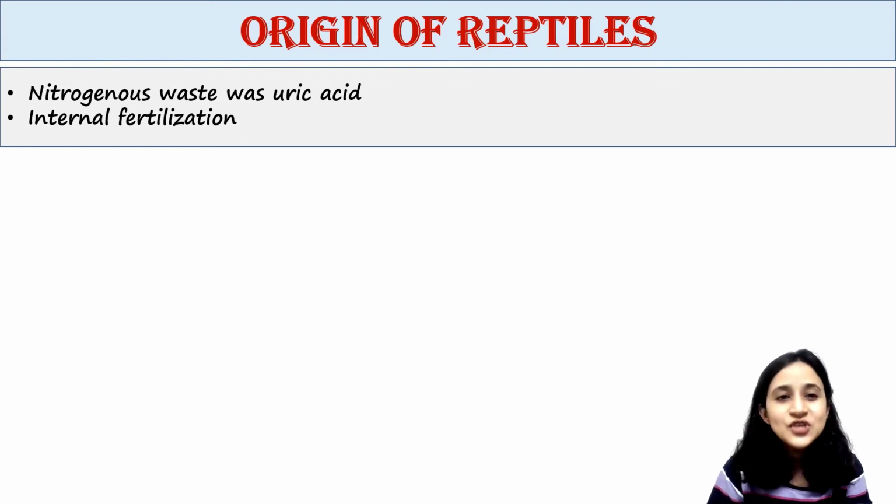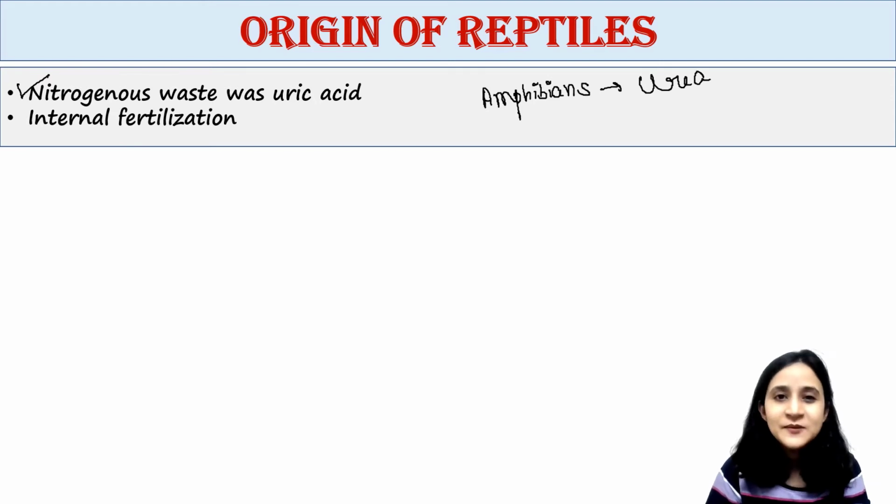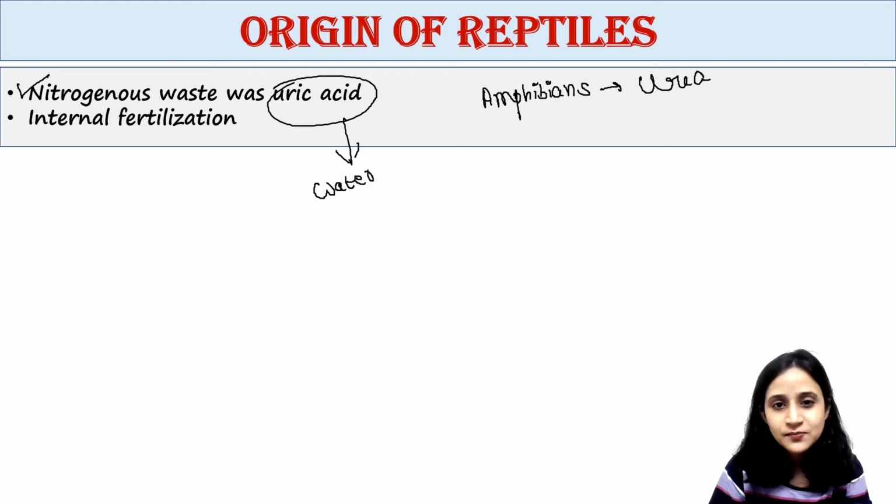Next, the nitrogenous waste in amphibians was urea, whereas in reptiles, it was uric acid. Uric acid did not require water for excretion. This was the strategy for water conservation.